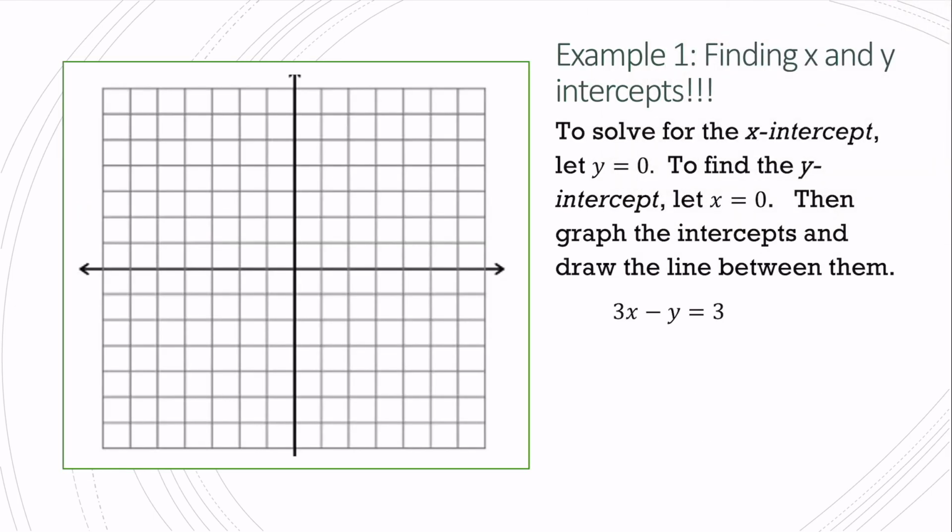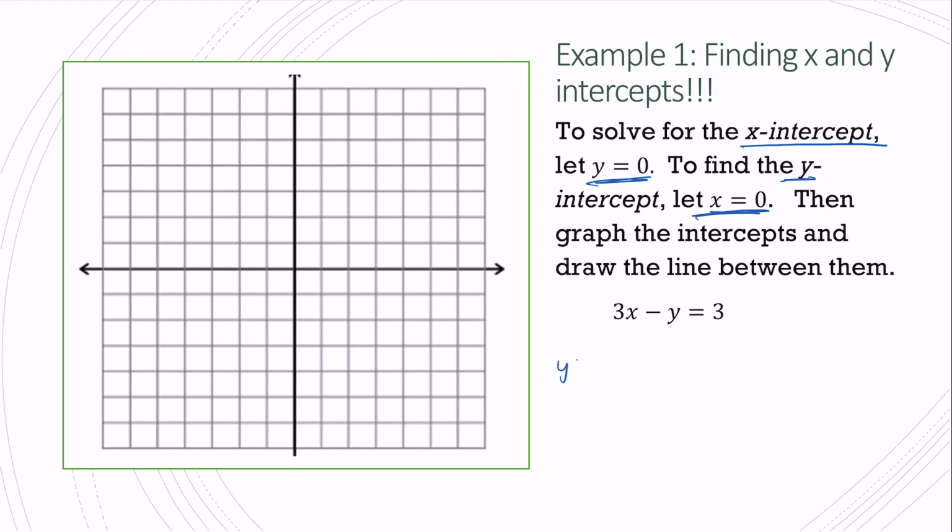In order to find our x and y intercepts, we need to substitute. So in order to solve for our x-intercept, we let y equal 0. And in order to find our y-intercept, we let x equal 0. And this allows us to find 2 points on our line, and we can then graph the line, which again, every single point on the line is the solution set to this linear equation. So here I have 3x minus y equals 3.